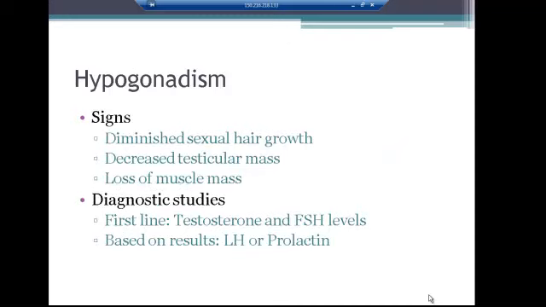Signs that you might see on physical exam: diminished sexual hair growth, decreased testicular mass, not meaning a mass like a tumor, but size in general, and loss of muscle mass or muscle wasting in the entire skeleton. Diagnostic studies for hypogonadism include testosterone and FSH levels. Depending on what you see from those results, LH or prolactin, there are two different types of hypogonadism. That's why you need to check the LH and prolactin levels.